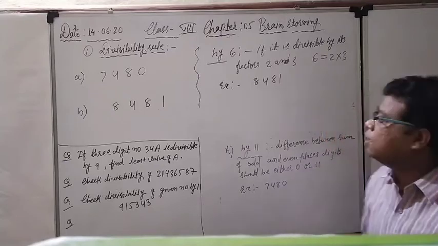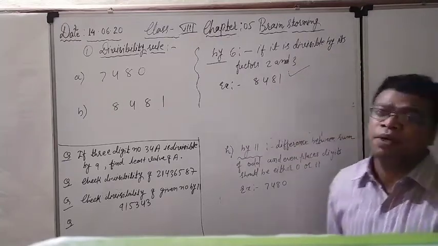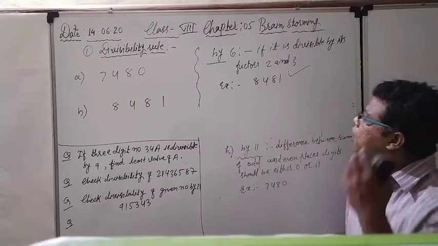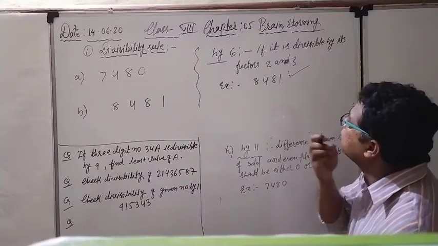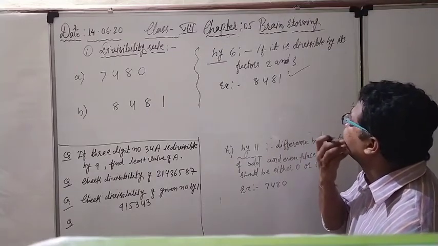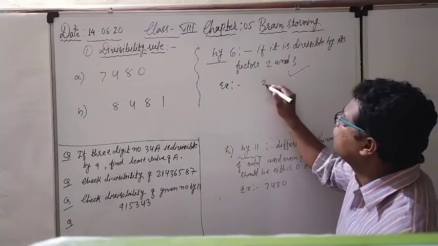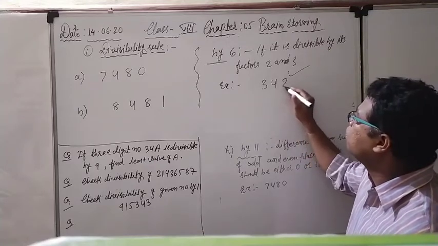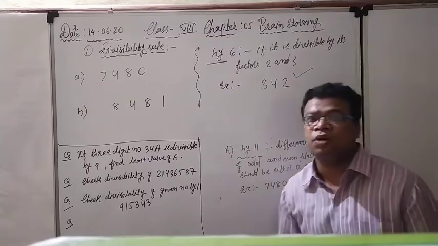So, for example, if this is the question, find out whether the given number is divisible by 6 or not. How will I find out? For example, I am considering the number 3432. 3, 4, 7, and 2, 9. Right now, we have to find out whether this is divisible by 6 or not.